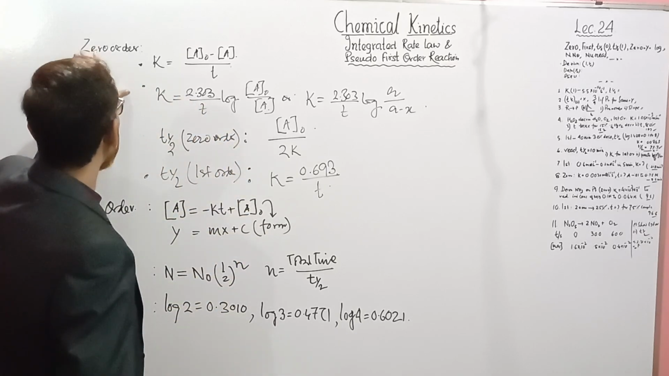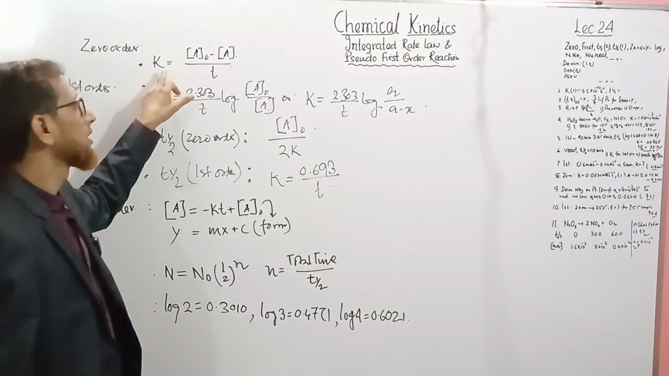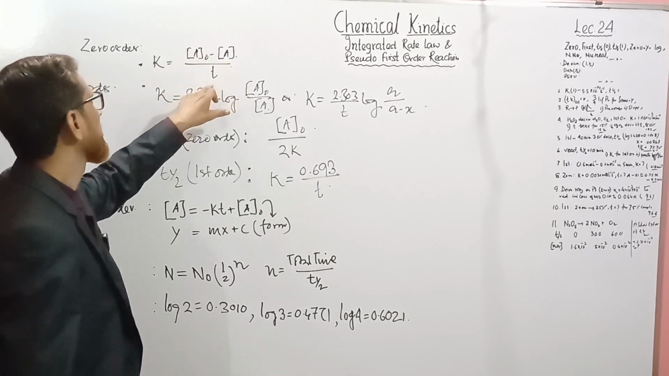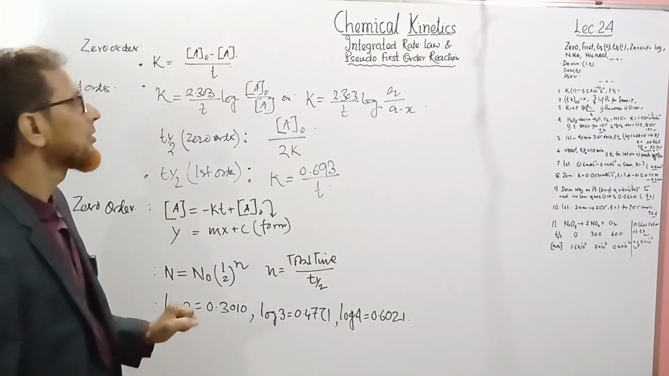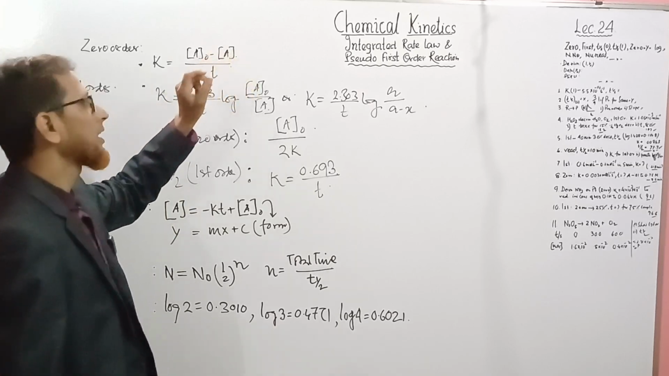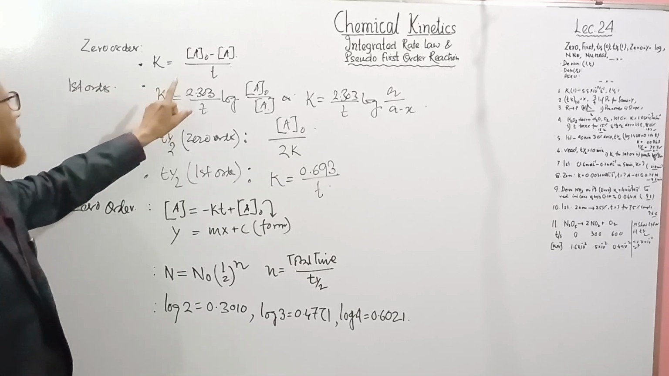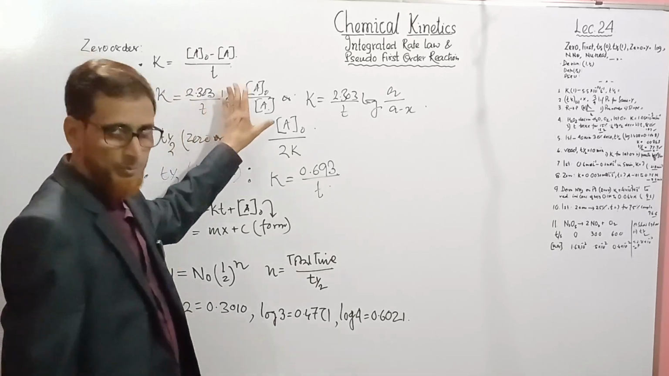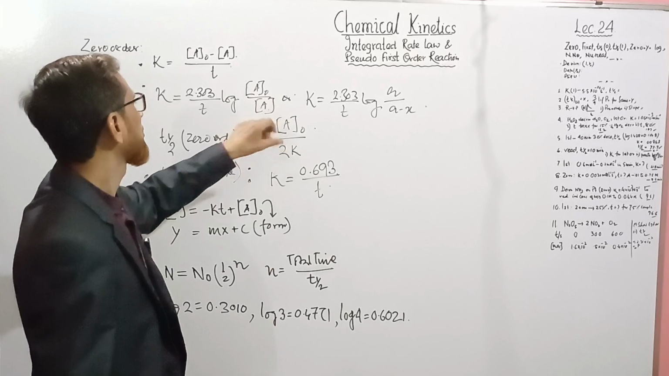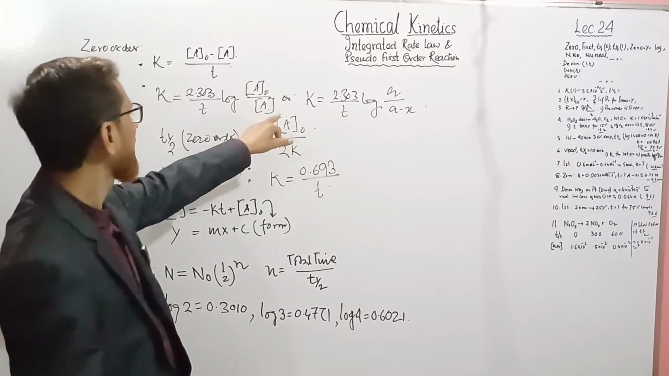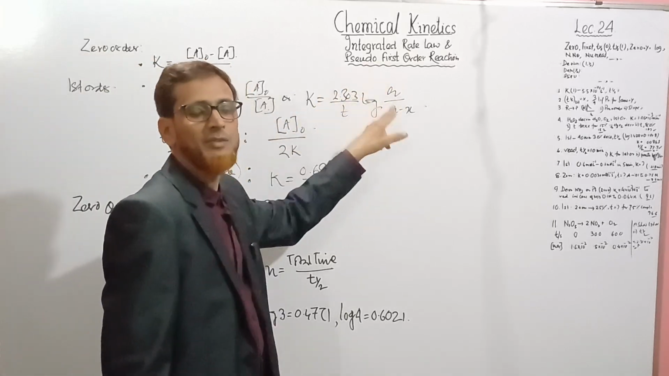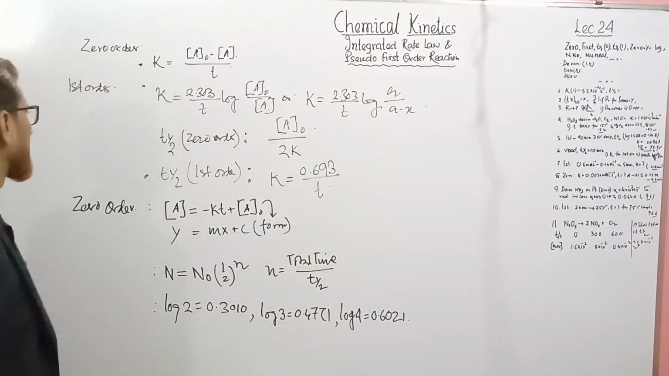First of all, the zero order reaction, where K is the rate constant. K is equal to A naught minus A by T, where A naught is the initial concentration, A is the concentration after time T, and T is the time. For the first order reaction, K is equal to 2.303 by T log A naught by A, where A naught is the initial concentration and A is the concentration after time T, or that may be written as K equal to 2.303 by T log A by A minus X. I will explain bit by bit.